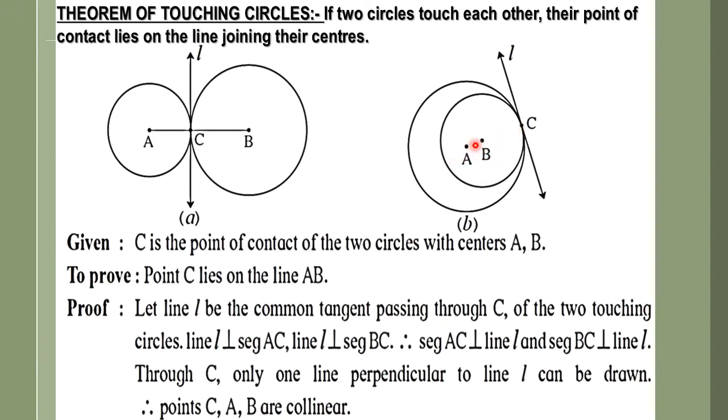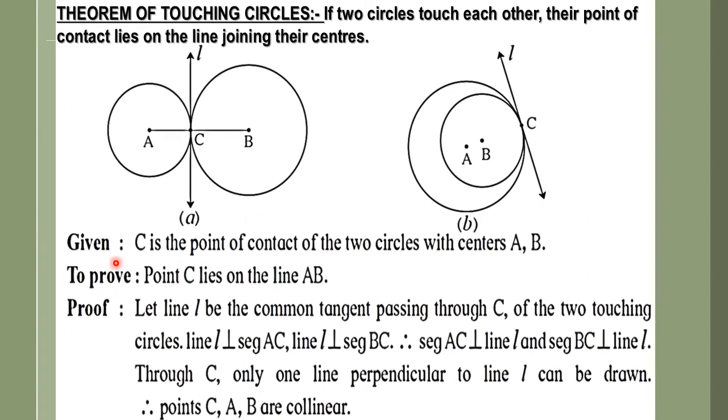So if you extend this line AB and extend this line, then you will see that C lies on the same line. Okay. So in short, the theorem of touching circles says that the centers of the touching circles and the point of contact are collinear. That is, in both cases A and B, points A, C, B are collinear. Okay. So let's start with the proof.